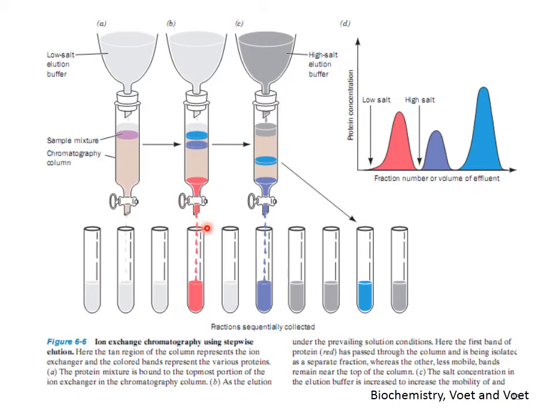When the buffer is passing through that detector, the absorbance is low. But when a protein is eluted and moves through the detector, it shows an increase in absorbance. So in this manner, we can detect when a given protein is going to be eluted from the column by monitoring the absorbance at 280 nanometer.